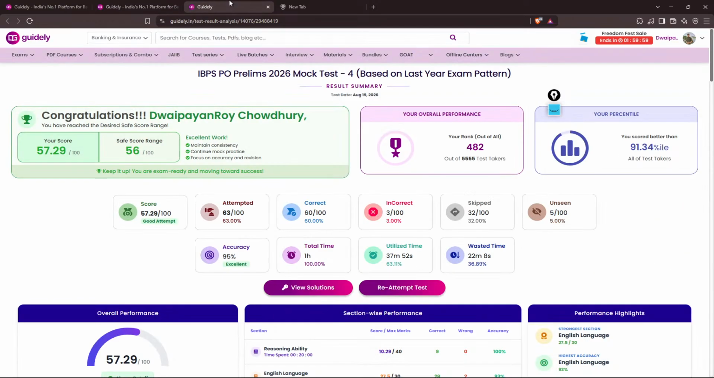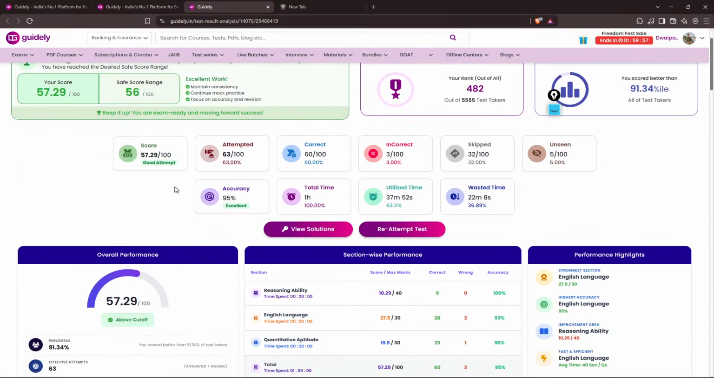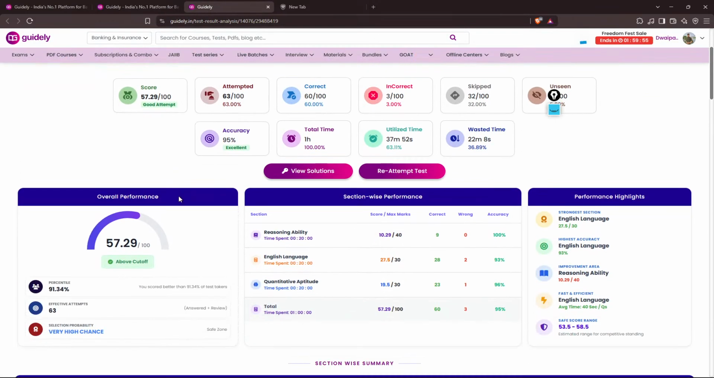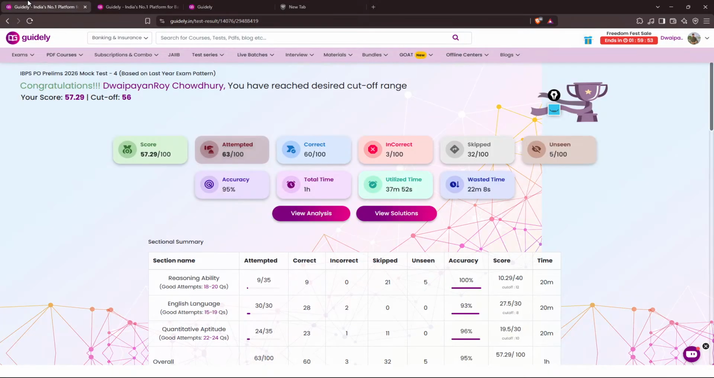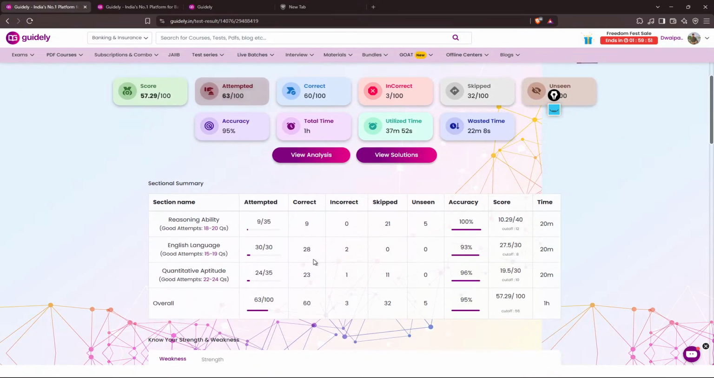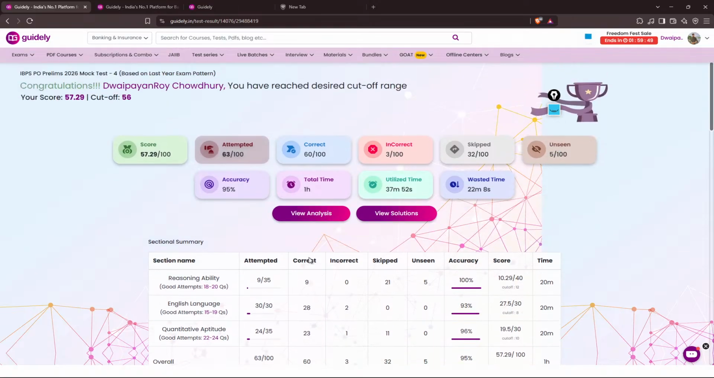But this one was quite good, because after that reasoning section, I did a good comeback, I feel. So that's it for now.